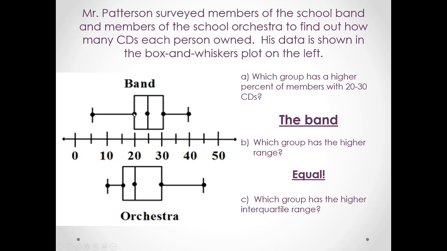Which group has the higher interquartile range? So again, we're going to look from the quartiles here and the quartiles here. I can do the math on this one, but I really don't have to. I can tell by the size of the box that this is a larger interquartile range than here. So I know what the answer is going to be, but let's go ahead and do the math just for practice. Here we go from 20 to 30. This has an interquartile range of 10. Here we're going from 15 to 30. This has an interquartile range of 15. The group with the higher IQR is the orchestra.